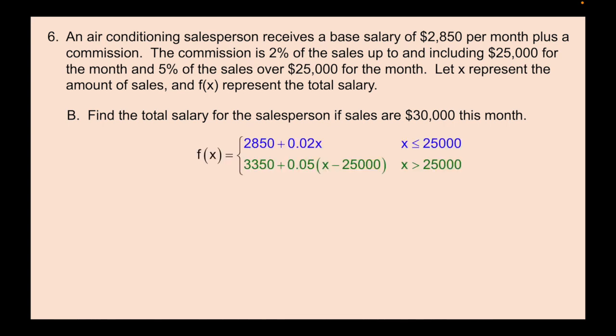So again, we have the setup here. One thing that we've got to realize with this one is that because x is representing the amount of sales, if the person's sales are $30,000, we're going to fit into this bottom condition. So we're going to go to this condition in green and plug in 30,000. Well, when we do 30,000 minus 25,000, we get 5,000. Typing all of this in is going to give us our final salary, and that's going to be $3,600.